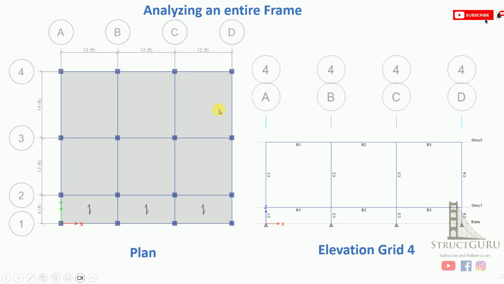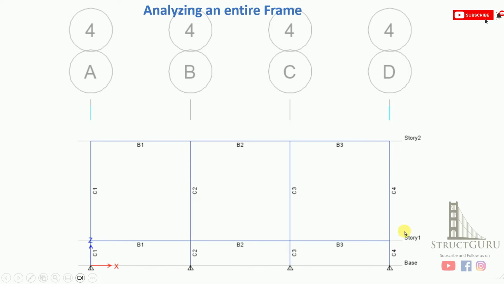There is another way to analyze the structure, by considering the entire frame. If you look at the plan along the elevation between A to D, this is how the elevation looks, and you can divide this frame into two stories. As you can see, we have got two stories here. Number one is base to story 1, then we have got story 1 to story 2. So first label the joints as shown. After that you need to divide the frame into two stories. This is for the upper story and this is for the bottom story.